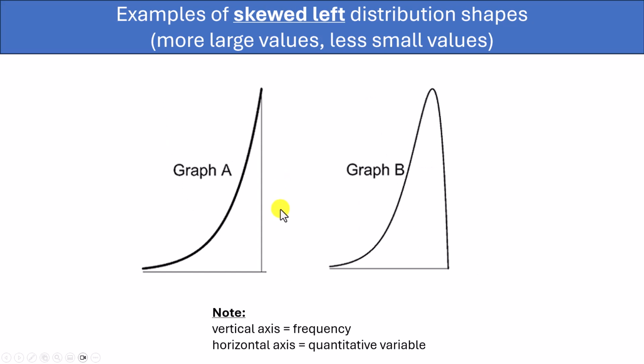We also, of course, have skewed left distributions, which is just going to be the opposite of skewed right. We're going to have a lot of larger values of our variable and not as many smaller values. You can remember that it's skewed left because as you move towards the left, the graph diminishes or tails off. An example of a skewed left variable would be age at retirement. Most people are retiring at a relatively old age, but some people are able to retire a little bit earlier.